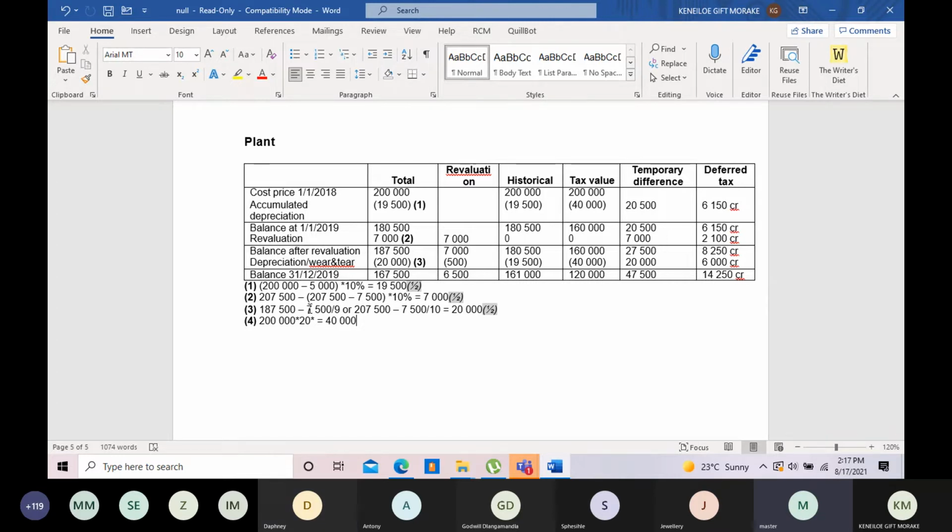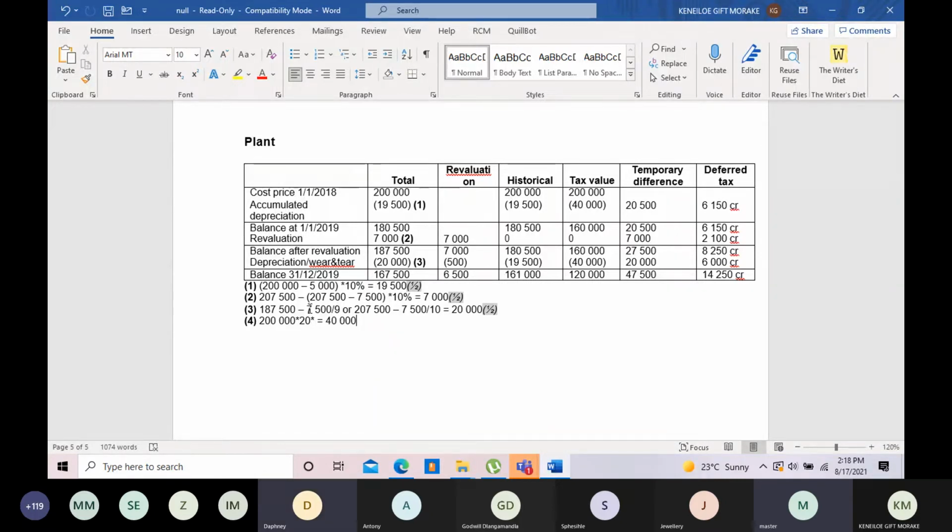You check the balance at the beginning. The balance at the beginning there is 180,500. And then the difference: 187,500 minus 180,500, you're going to get how much? You're going to get 7,000.